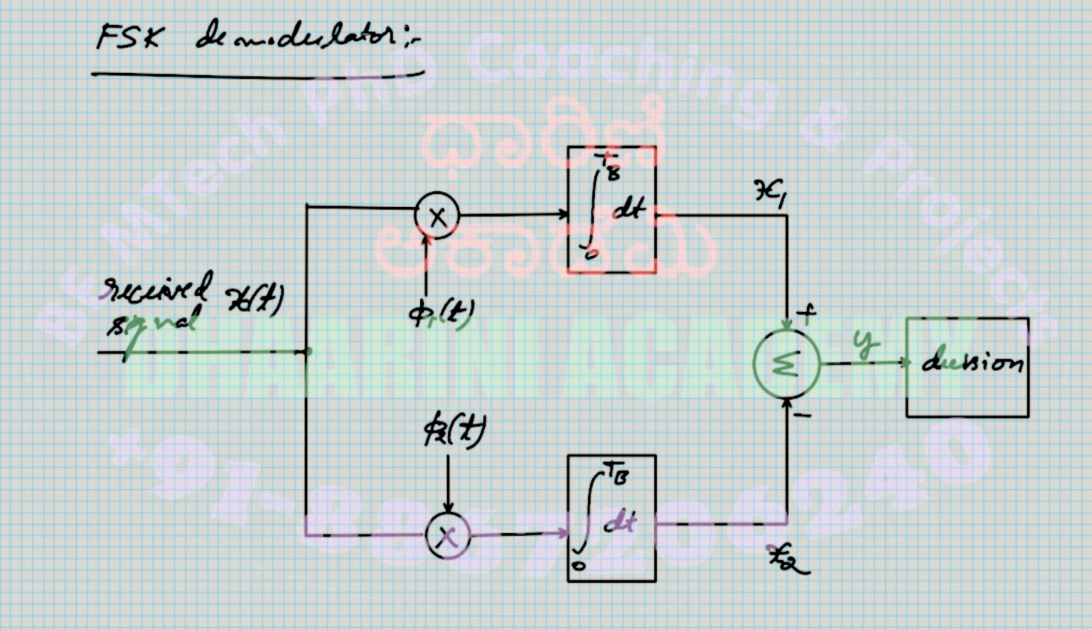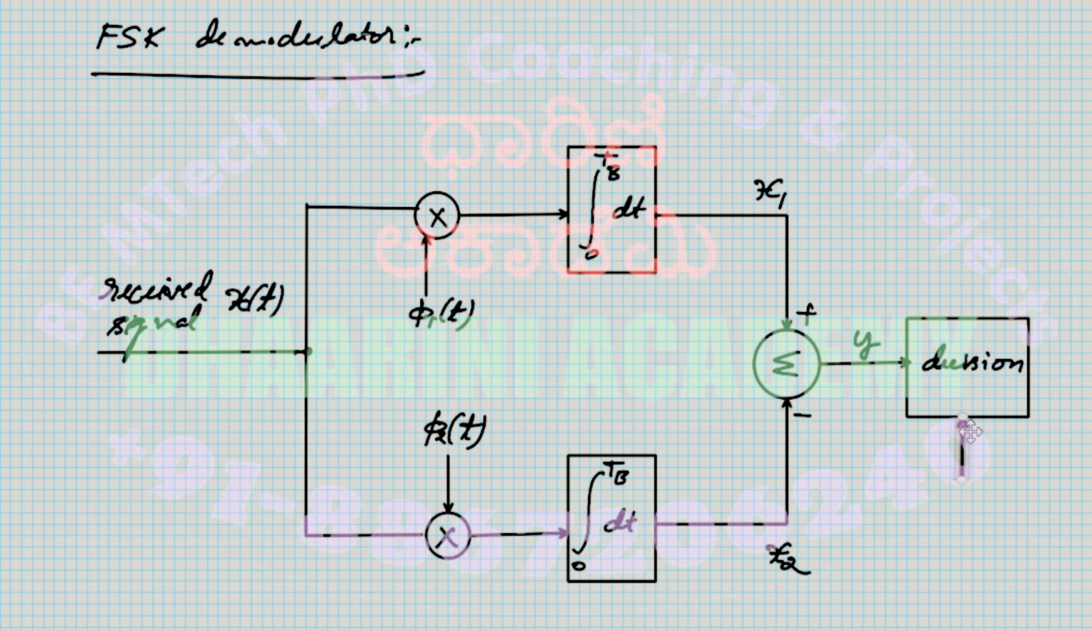Right? Now you see our decision is if x1 is greater than x2, then the difference, that is x1 minus x2, will be positive. Correct? At the same time, if I want to decide that the symbol is 0 if x2 is larger than x1, then the difference x1 minus x2 will be negative. So I just have to decide whether the y is positive or negative.